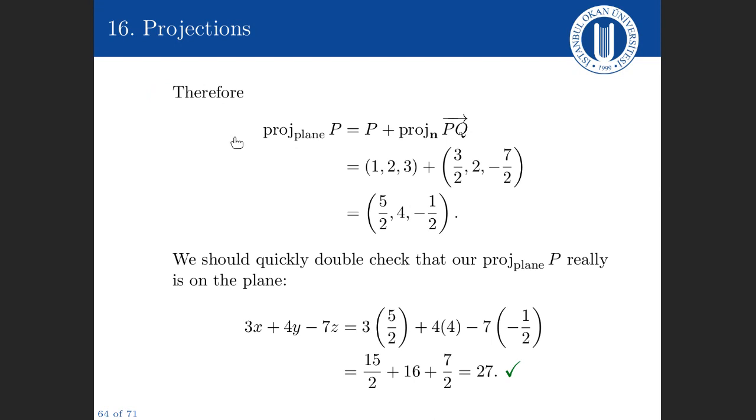Therefore, the projection of the point P on the plane is going to be P plus the projection of the vector PQ onto n, and we can calculate this is 5 over 2, 4, minus a half.